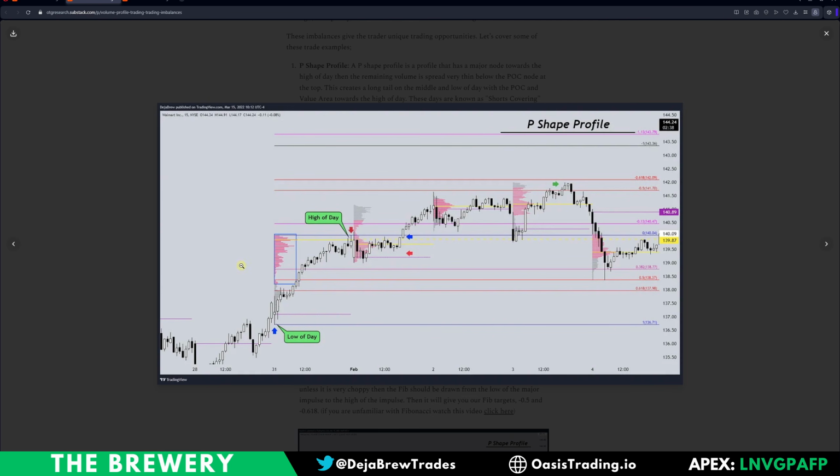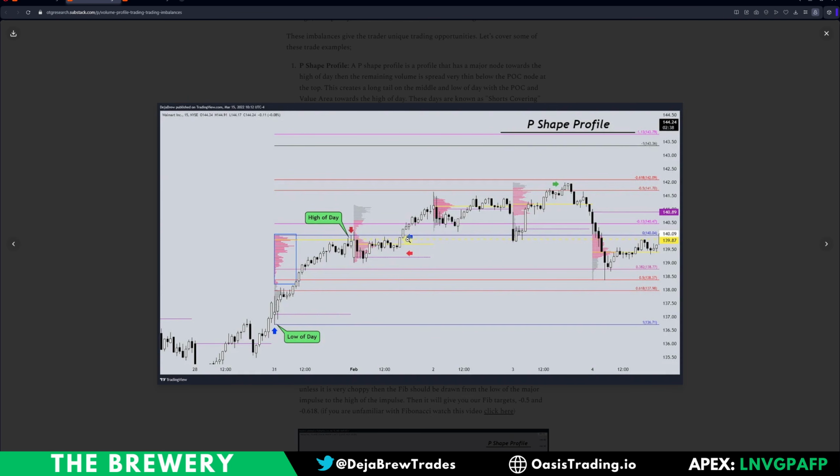Here's another example. We had the P-shape profile closing here. We had the POC node being tested. You had a little bit of bearish momentum off of that P-shape high. So one thing we can do here is look at a Fibonacci. If we grab a Fibonacci from the P-shape low of day to the P-shape high of day, and we start to see a break of that P-shape's high, so in this case, you can see the high of day right here, we can take a long.